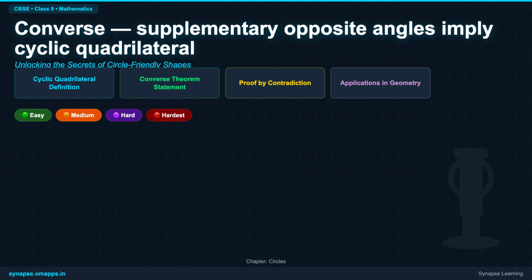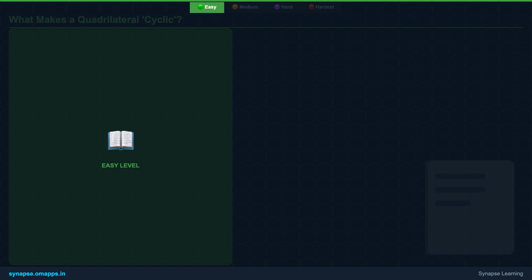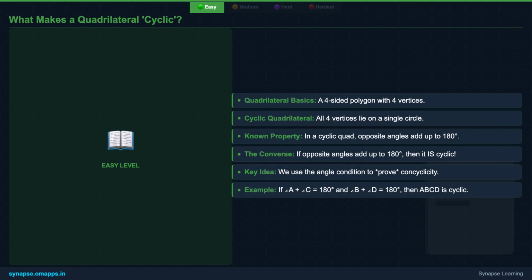Let's get started. Let's begin our exploration with the basics of what makes certain shapes circle-friendly. This easy level will build your foundational understanding. First, let's quickly recap what a quadrilateral is. It's simply a four-sided polygon, like a square or a rectangle. Now, imagine a special kind of quadrilateral where all its 4 corners, or vertices, lie perfectly on the edge of a circle. That's what we call a cyclic quadrilateral.